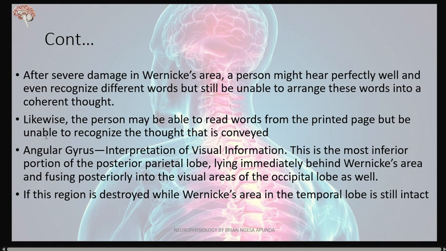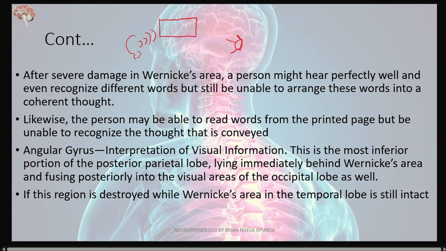After severe damage in Wernicke's area, a person might hear perfectly well and even recognize words, but still be unable to arrange these words into coherent thought. So I want you to notice one thing. Think of this as Wernicke's area. We suggested that Wernicke's is supplied by the auditory aspect, so by hearing, and it can also be supplied by the visual aspect, just by seeing.